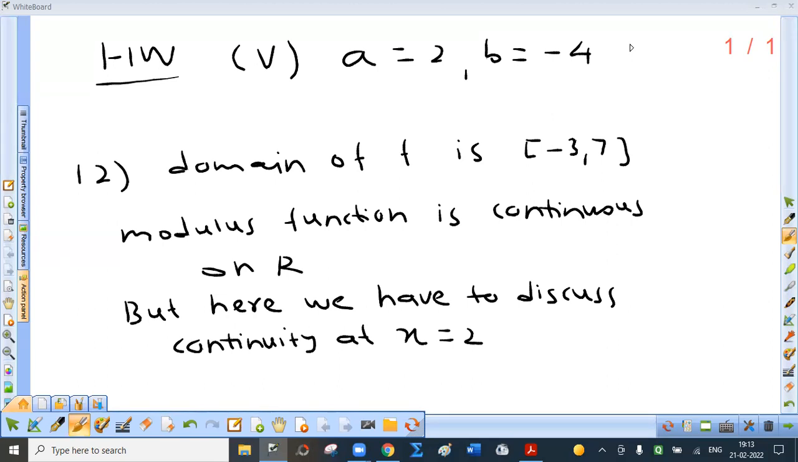Now, the modulus function is always continuous on R, the set of real numbers. So ideally we should write the function is continuous on R and therefore on the closed interval minus 3, 7 except possibly at 2. Why say so? Because for 2 we have to find left hand and right hand limits separately, right? That is why I have written it, but here we have to discuss continuity at x equal to 2. Find out left hand and right hand limits.